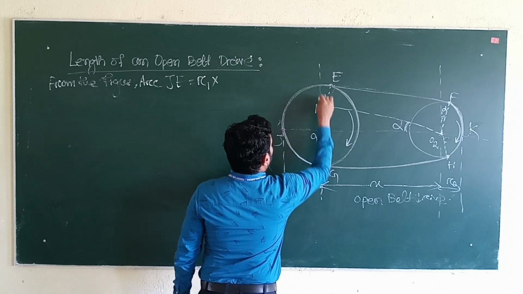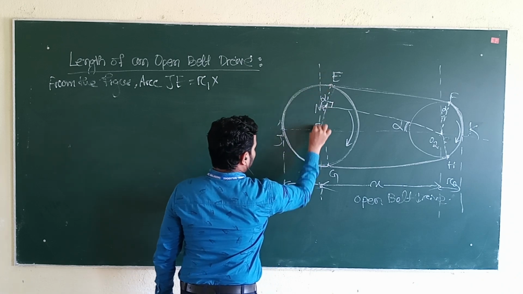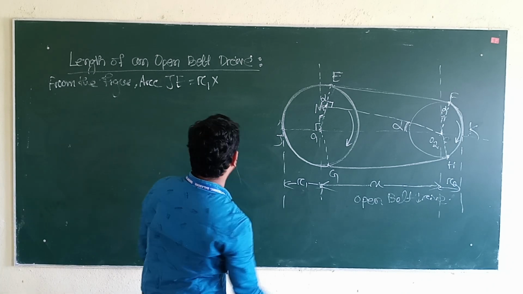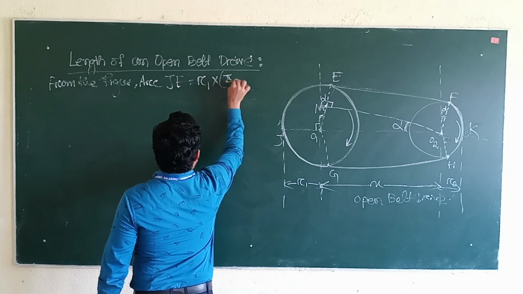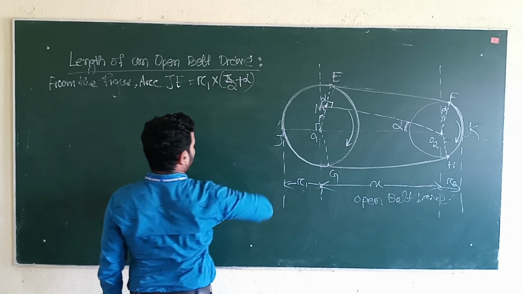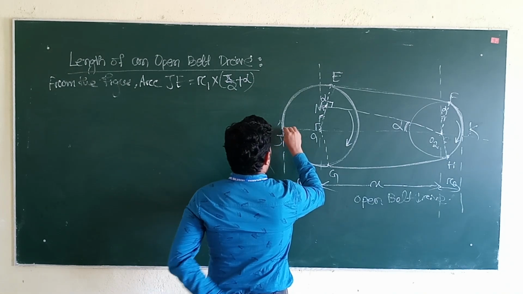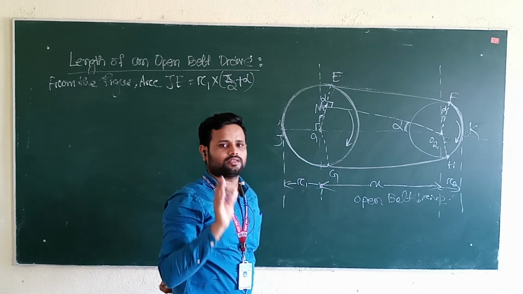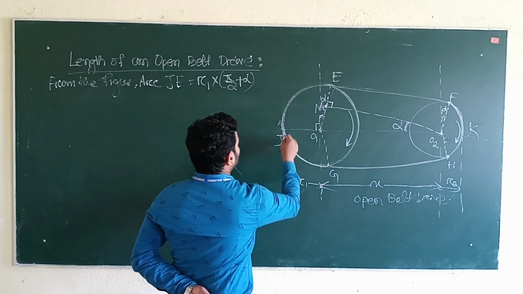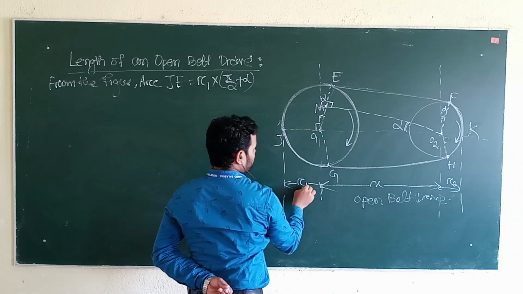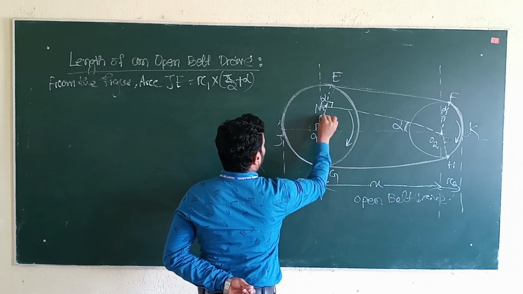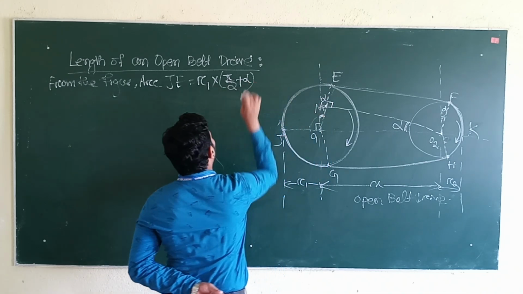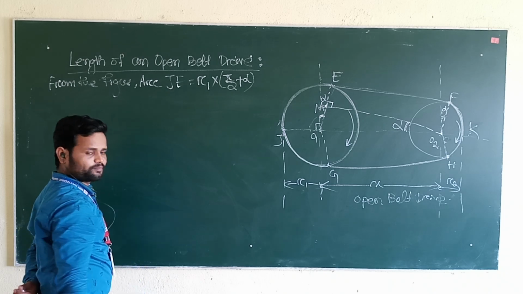This was the angle. So this is a right angle and this is alpha. So right angle means pi by 2 or 90. So you can say pi by 2 plus alpha. Again, the length of arc JE we will find out by multiplying the radius with the angle. The radius we know is R1 and the angle is the total angle. Total angle is 90 and this much is alpha. So 90 plus alpha. This is the arc JE.